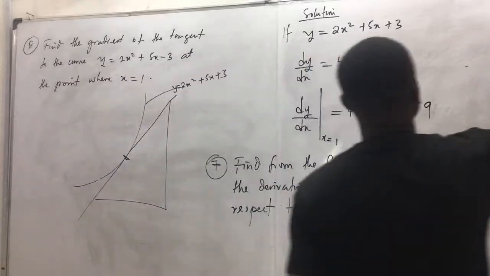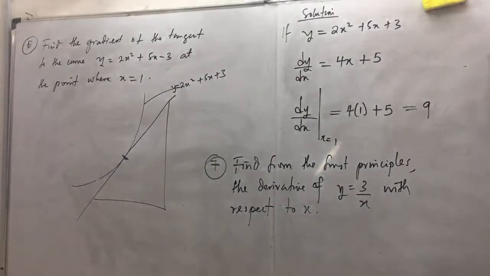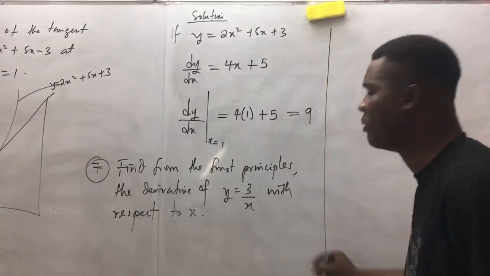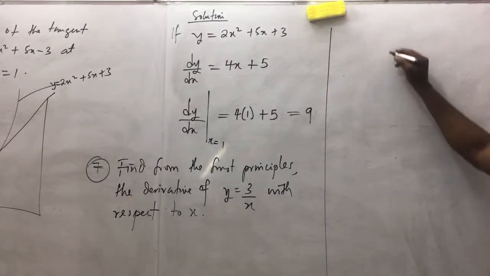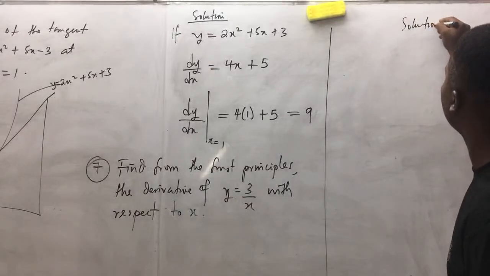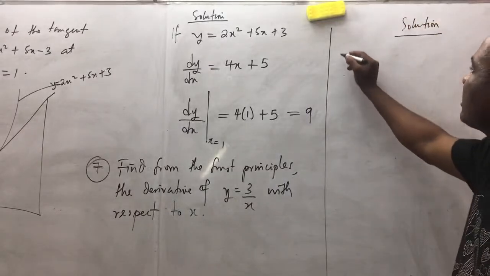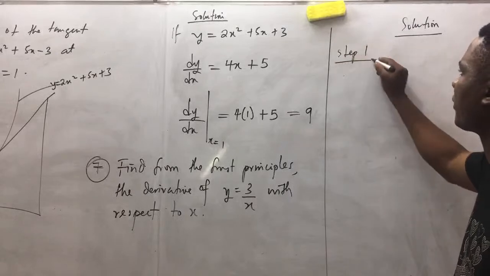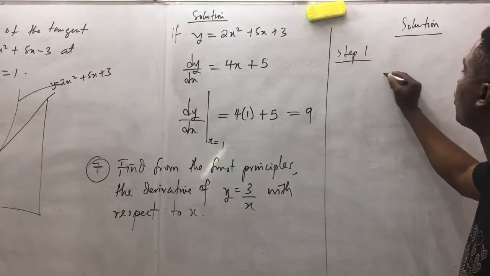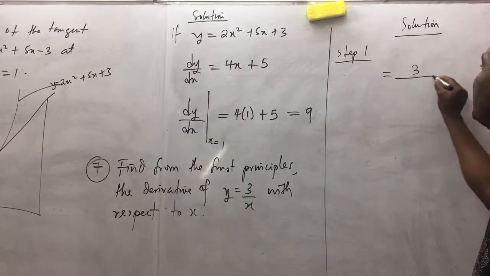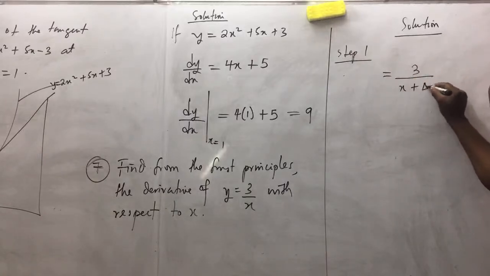So what do you have to do, guys? The first thing you have to do is this. I'm going to be breaking my solution into steps. So let's write here solution step 1. When given a problem like this, according to first principle, the first thing you do is to increase the argument, that is the independent variable, by a small change in x.